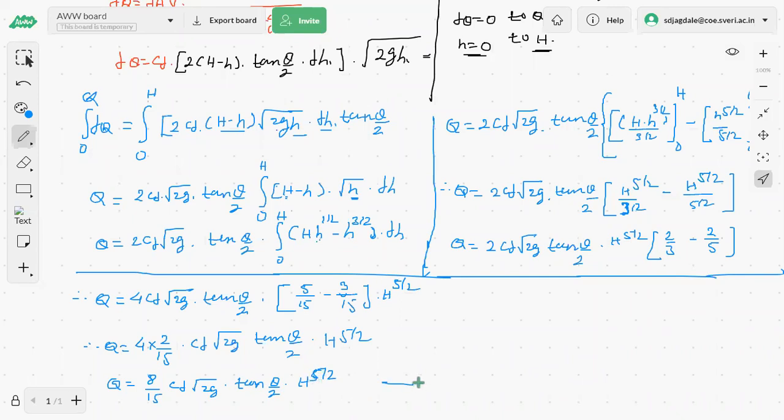This is the equation number 2, and this will be the equation for finding the discharge passing through the triangular notch or a weir.